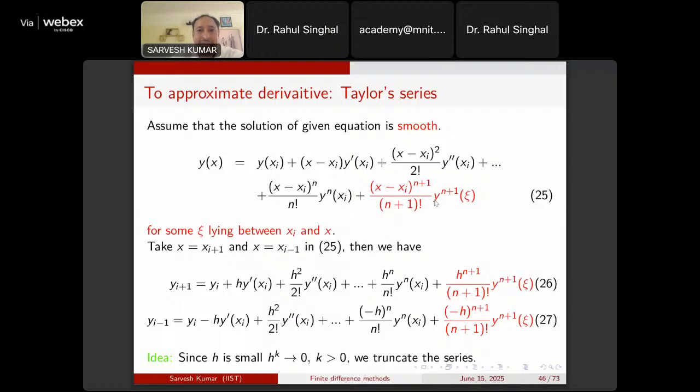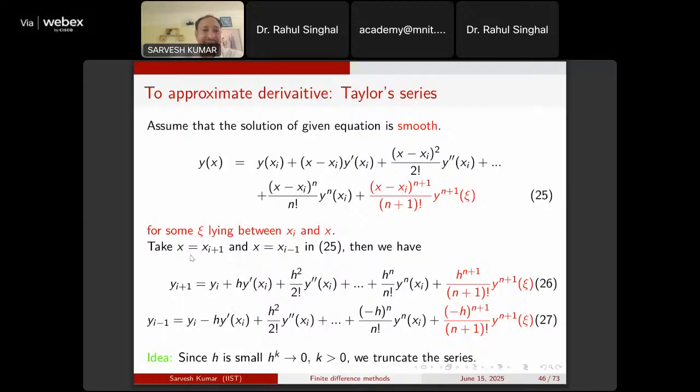But the problem with this error term is that we never compute it. Actually, we cannot compute it, because this xi lies between xi and x, and we do not know what xi actually is. It's just some number which lies in between. However, for the truncation error, we can always find an upper bound of the error, provided this quantity is bounded.